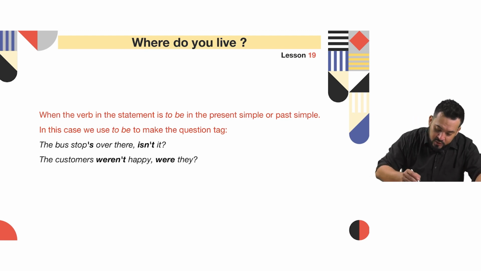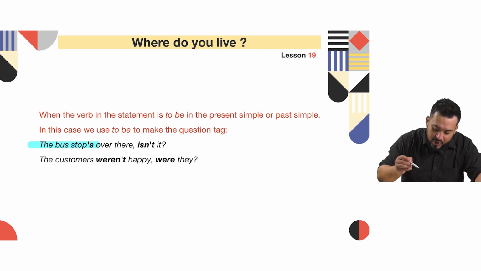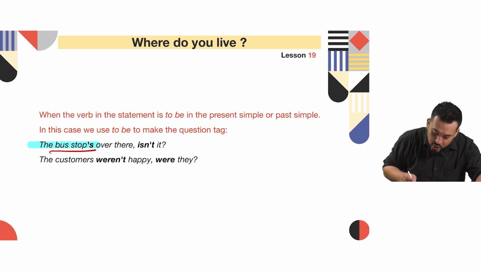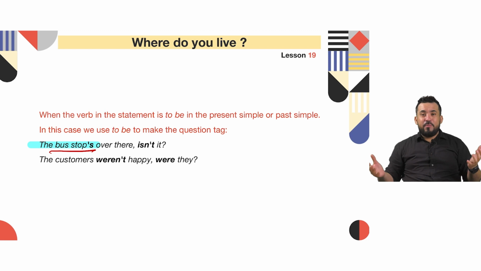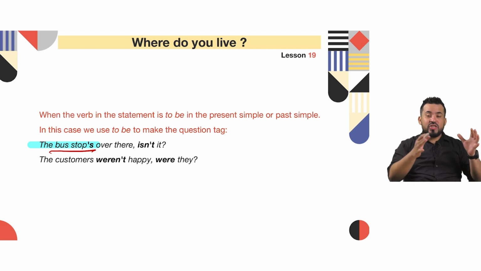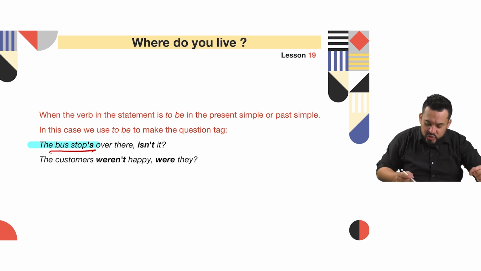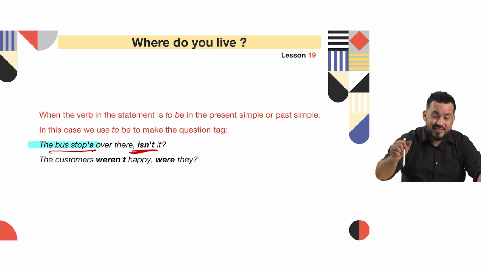Okay, now take a look at this. This is a little bit tricky. The bus stops over there, isn't it? Here we are talking about the bus stop as a noun. Okay, bus stop is a place. That is where the bus stops, or like the bus station. So here we're talking about a place, which is a noun. That's why we used isn't. The bus stops over there, isn't it?